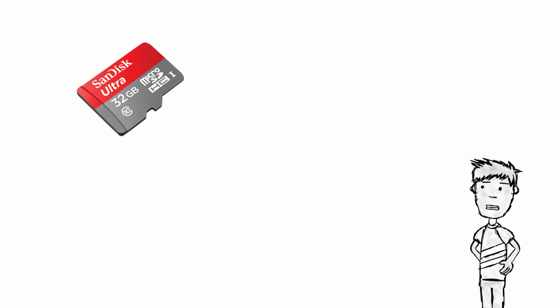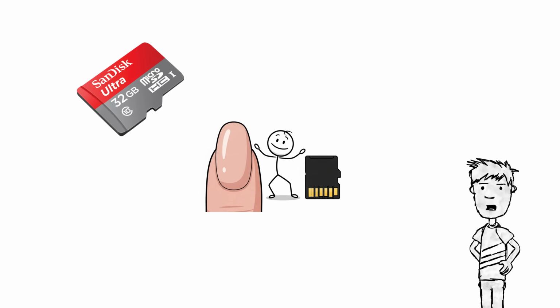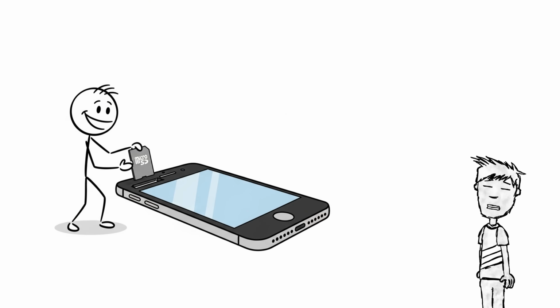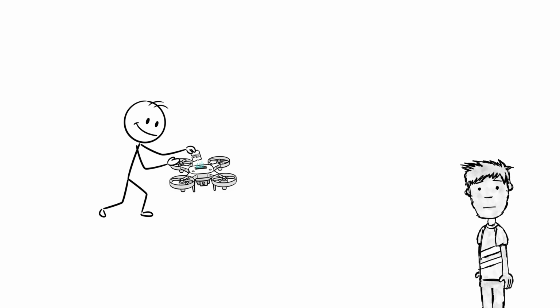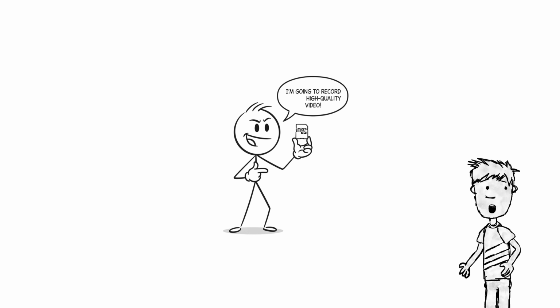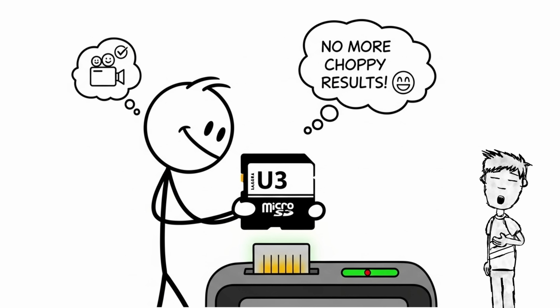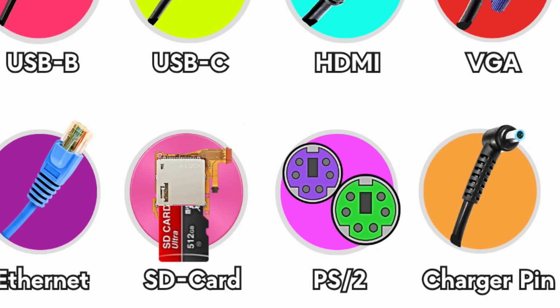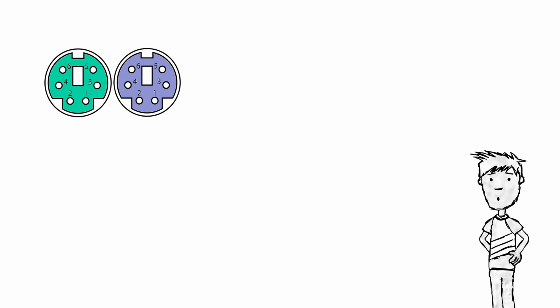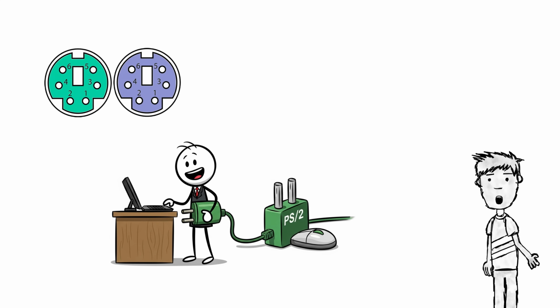Micro SD is the tiny fingernail-sized version of the SD card. It's used in phones, small cameras, and drones. If you plan on recording high-quality video, look for a card with V30 or U3 on it to avoid choppy results.